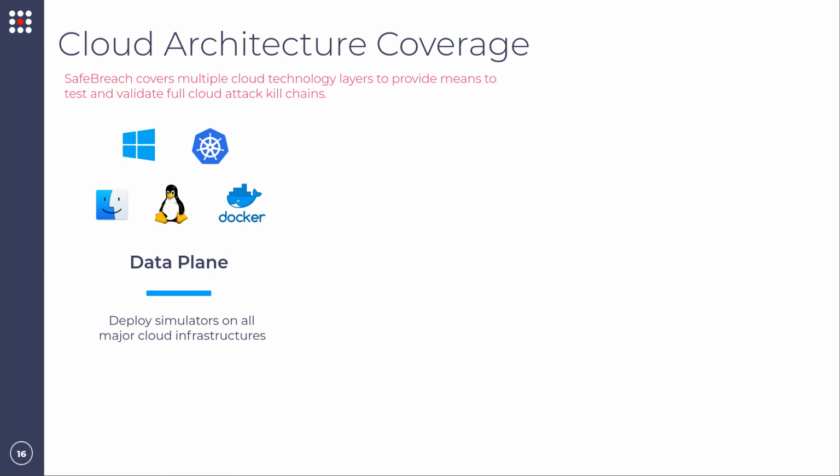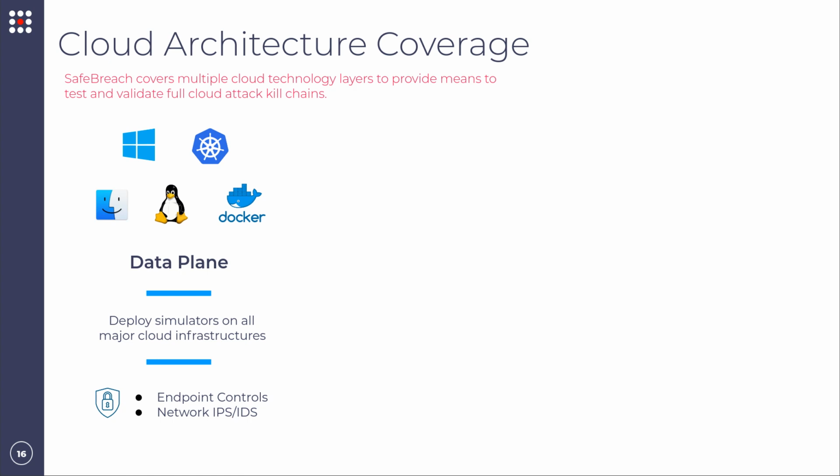You can still deploy simulators on all major cloud infrastructures out of the box, whether you're running on Alibaba Cloud, Oracle, AWS, whatever it is. If you have VMs, instances and containers deployed, our simulators and agents can also be deployed there to provide that initial backbone of breach and attack simulation. So you can test your endpoint controls, your network controls, and data loss protection.